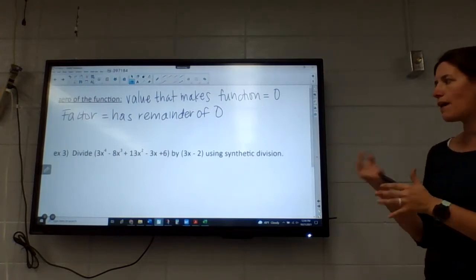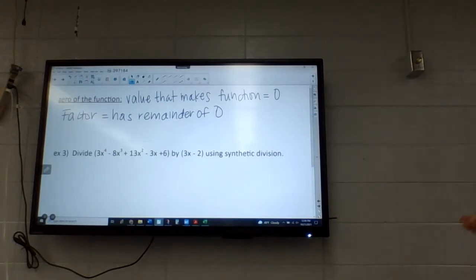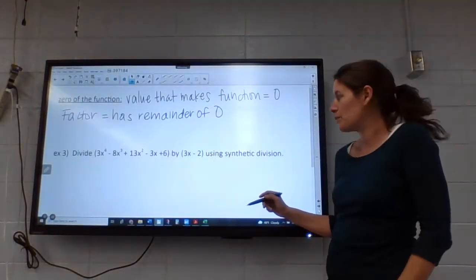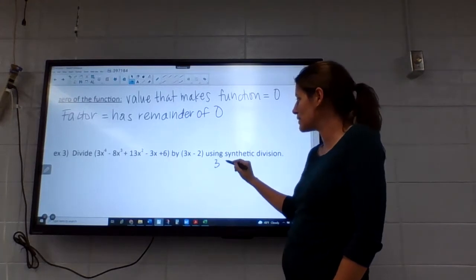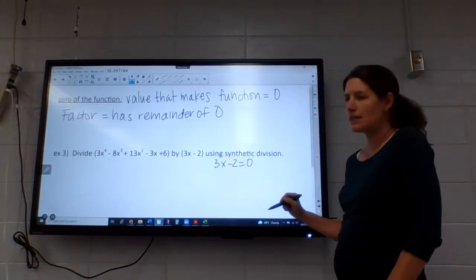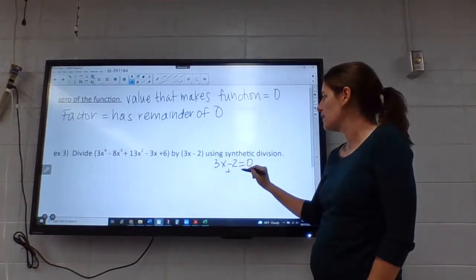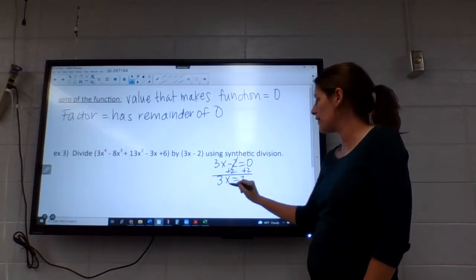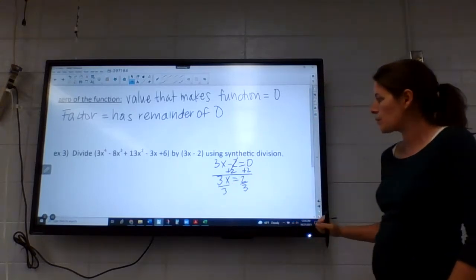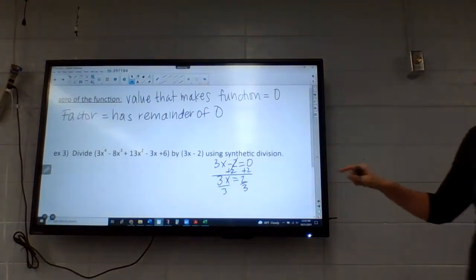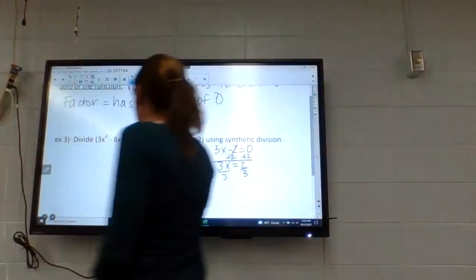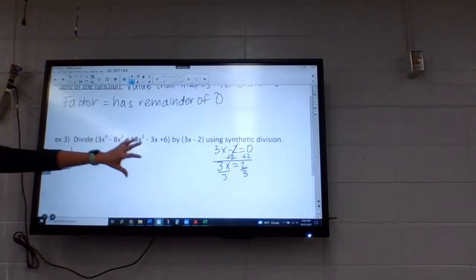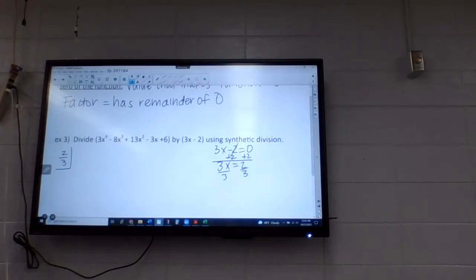All right, it says divide this using synthetic division. There's a couple different ways you can go about doing this. You can just take that and divide it by 3. I actually think a really easy thing to do is make this a 0. What I mean by that is set this equal to 0 and solve it, because that's going to tell you what value to put in that little square. So we're going to put 2/3 in the little box. It kind of does the solving for you there.